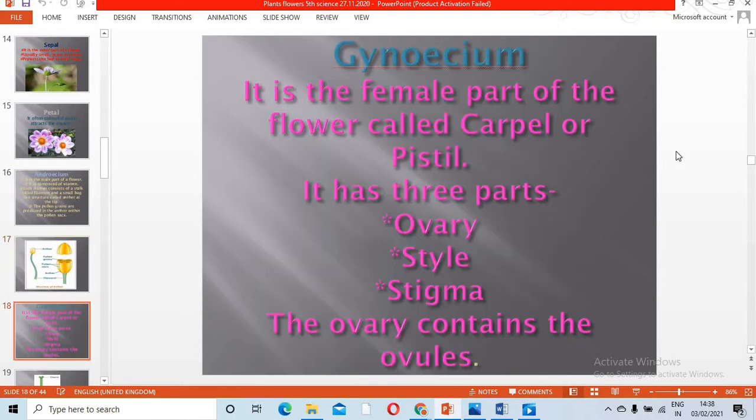This is the female part of the flower called carpel or pistil. It has two names, carpel or pistil. It has three parts: the ovary, style, and stigma. The ovary contains the ovules, which will later be converted into seeds, and the ovary contains all the female cells which are helpful in reproduction of the flower.